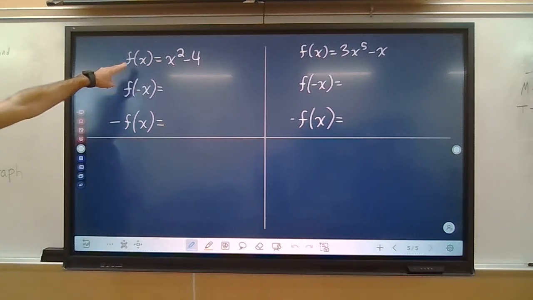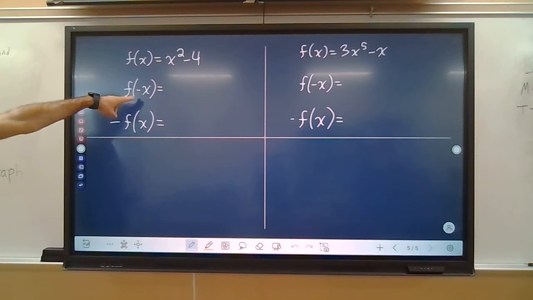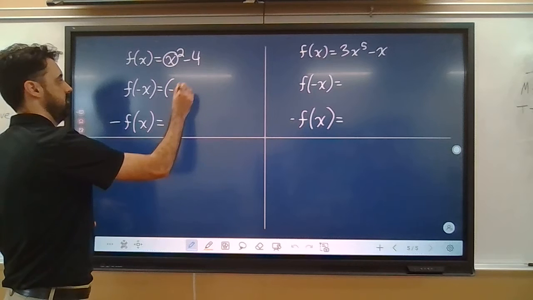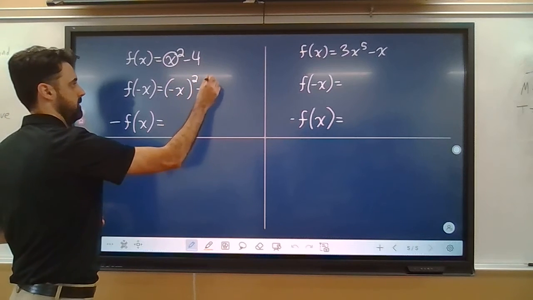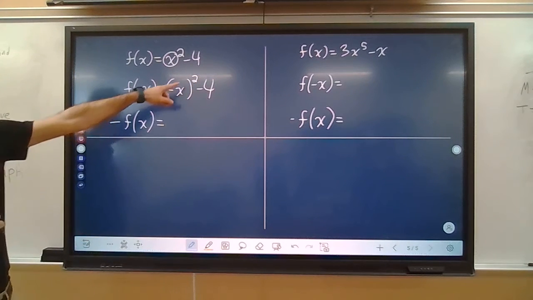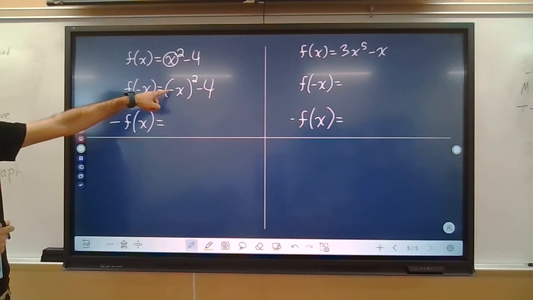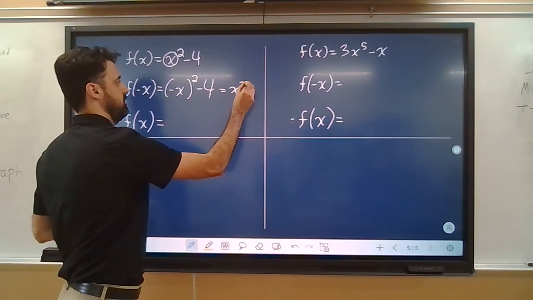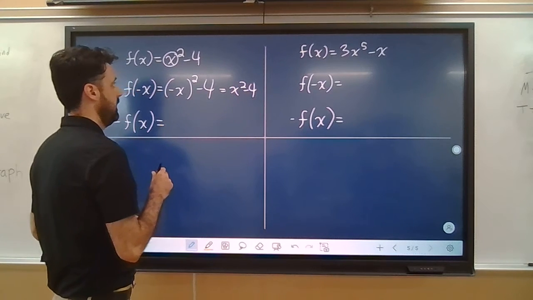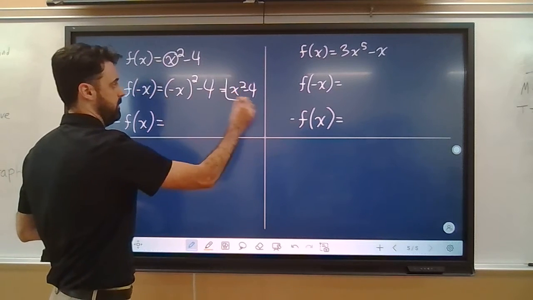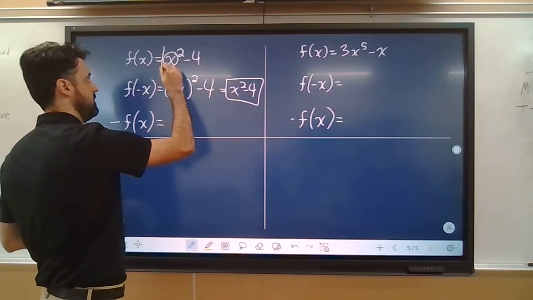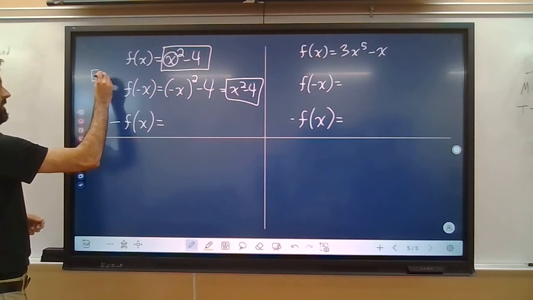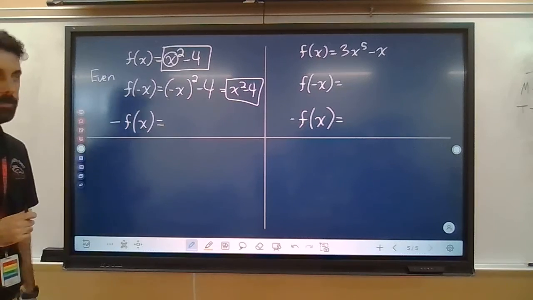Okay, so let's start, again, we're given f of x. Let's figure out f of negative x. So I'm going to replace this x with a negative x. But if I square this, right, squaring a negative gets rid of it, so it turns it back into positive x squared minus 4. And so if I look at x squared minus 4 right here, that is equivalent to this. And so that tells us, hey, this is an even function when that happens, even function.